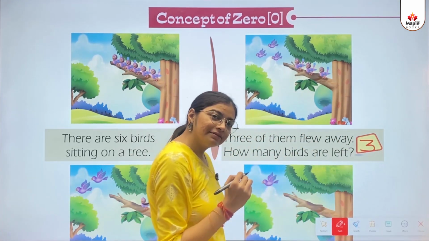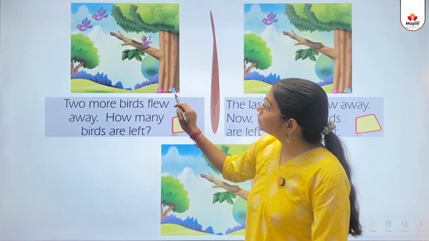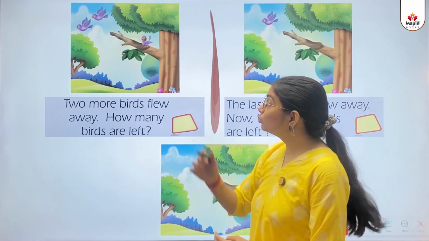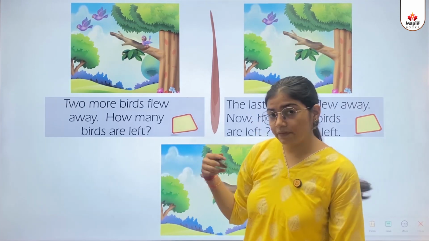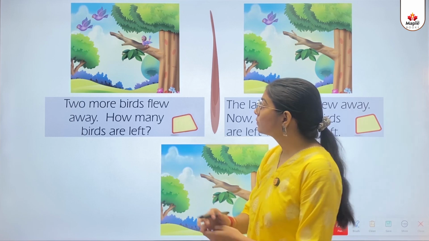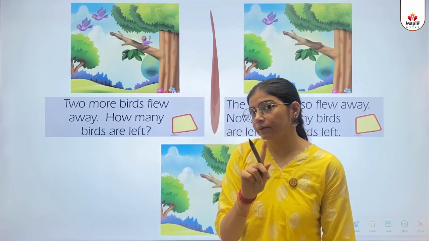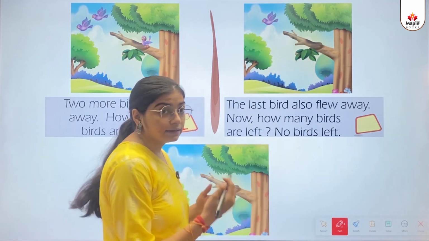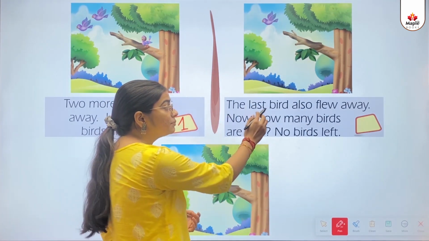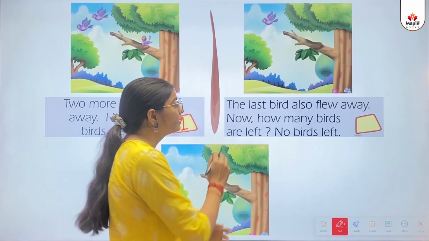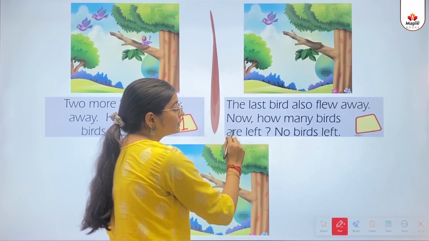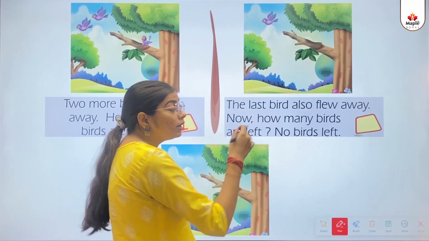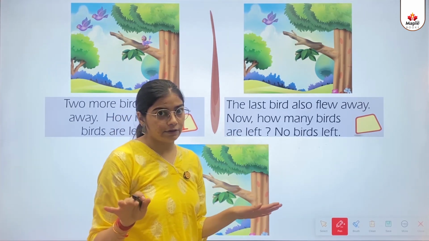3. 2 more birds flew away. How many birds are left? 2 more flew away. Then we will count how many birds left on the tree. There is only 1 bird. So we will write here 1. Then afterwards, the last bird also flew away. Now, how many birds are left? No birds left. So, they already told us there is no bird left.